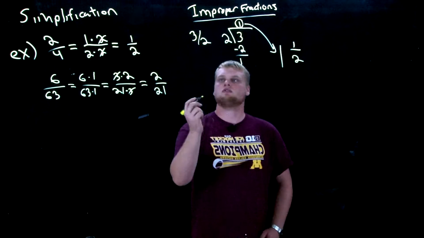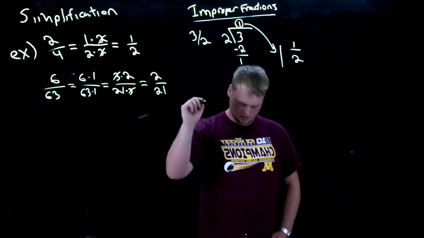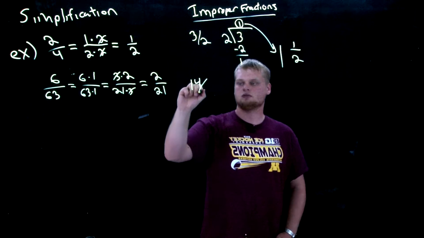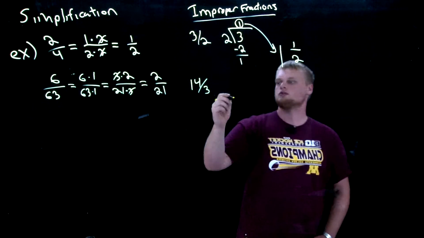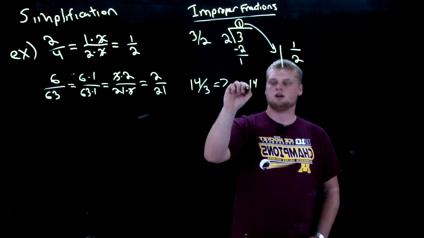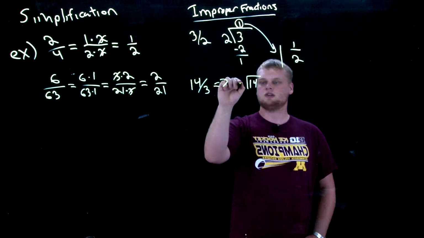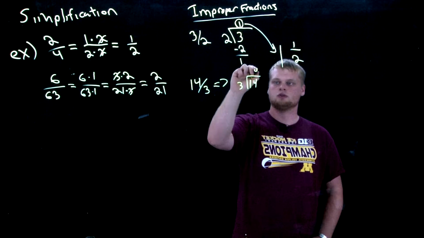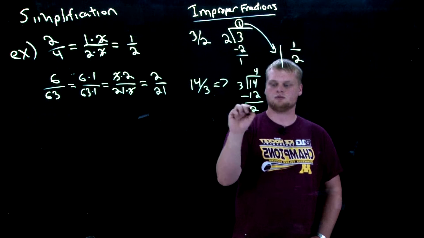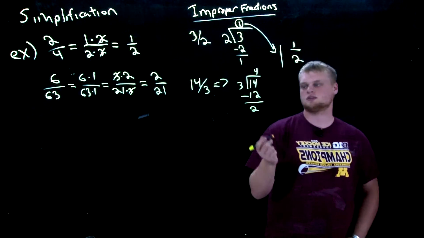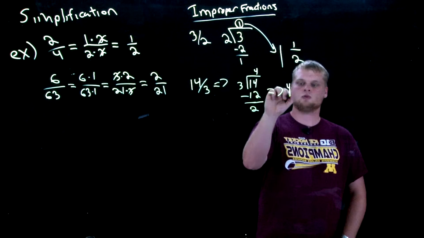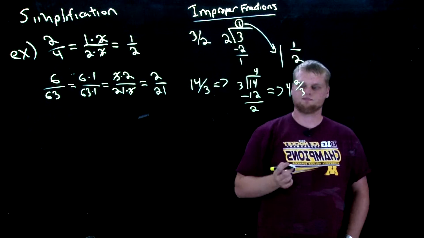Now a second one, it's a little bit more complicated. Let's do 14/3. 14 is your dividend, 3 is your divisor. 3 goes into 14 4 times. 4 times 3 is 12. Subtract, and you're left with 2. And so the solution is 4 remainder 2. So this, in mixed number form, is 4 2/3.